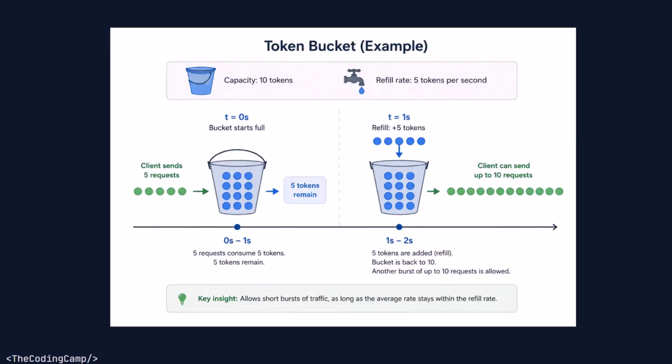Now the client can send another burst of up to 10 requests instantly. This is the key insight of the token bucket algorithm. It allows short bursts of traffic as long as the average rate stays within the refill rate.